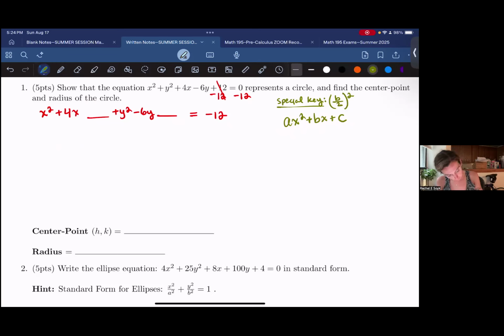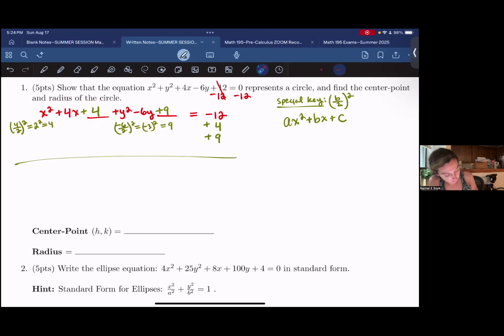Okay. So we're looking at 4 divided by 2 in parentheses squared, which is just 2 squared, which is 4. That's what we are going to add to both sides of the equal sign so that we are manipulating it and keeping everything balanced. Whereas for our y's, we have -6 divided by 2 in parentheses squared, which is -3 in parentheses squared, which is 9. So we are going to add 9 to both sides. And now it's ready to be factored.